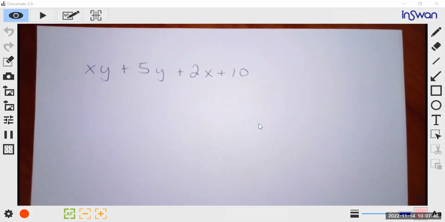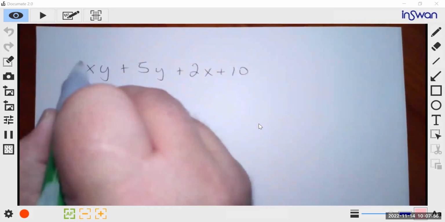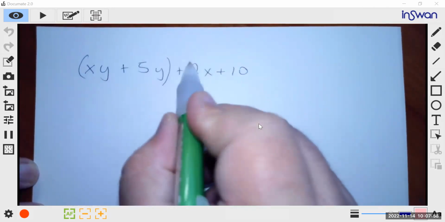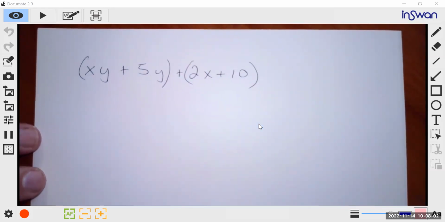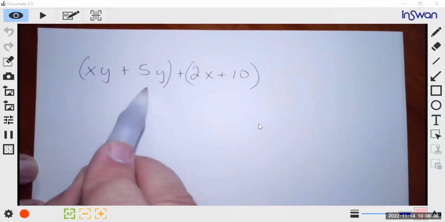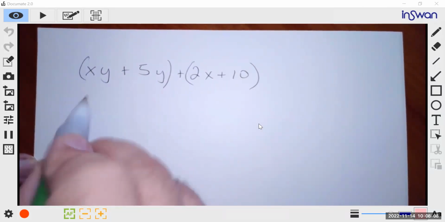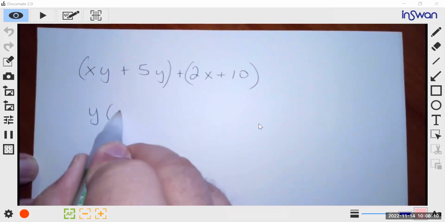Here we have 4 terms. Can we factor them? Since we have 4 terms, the first thing we're going to look at is factoring by grouping. Put the first 2 together and the last 2 together. Just put parentheses around there. Now, what do they have in common here? They both have a y, right? So we take out the y.